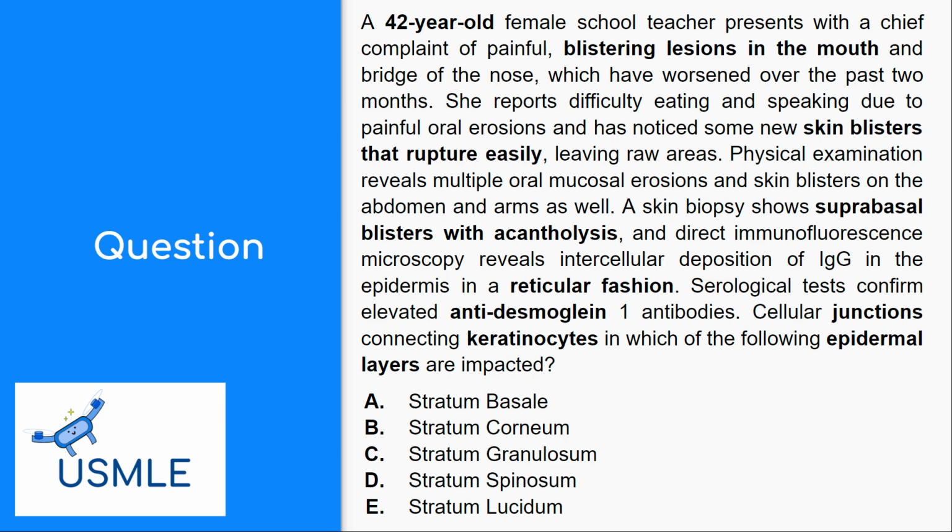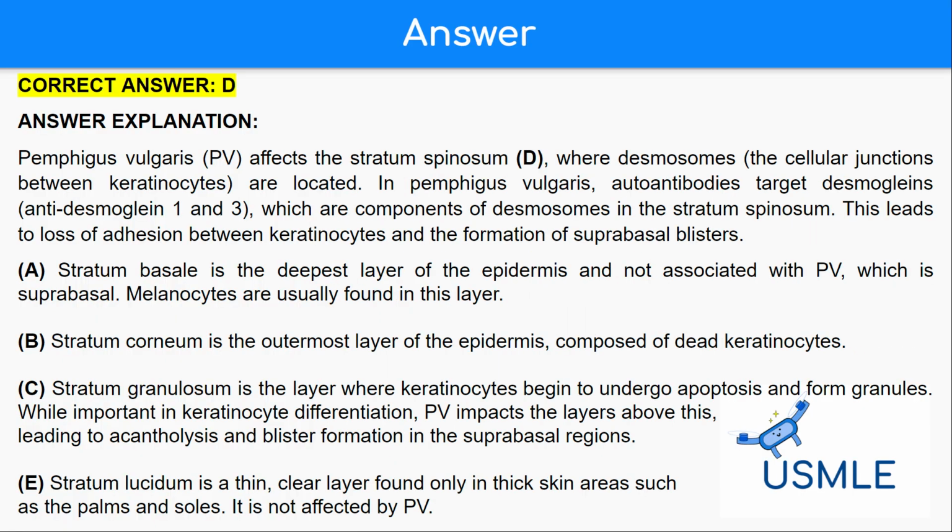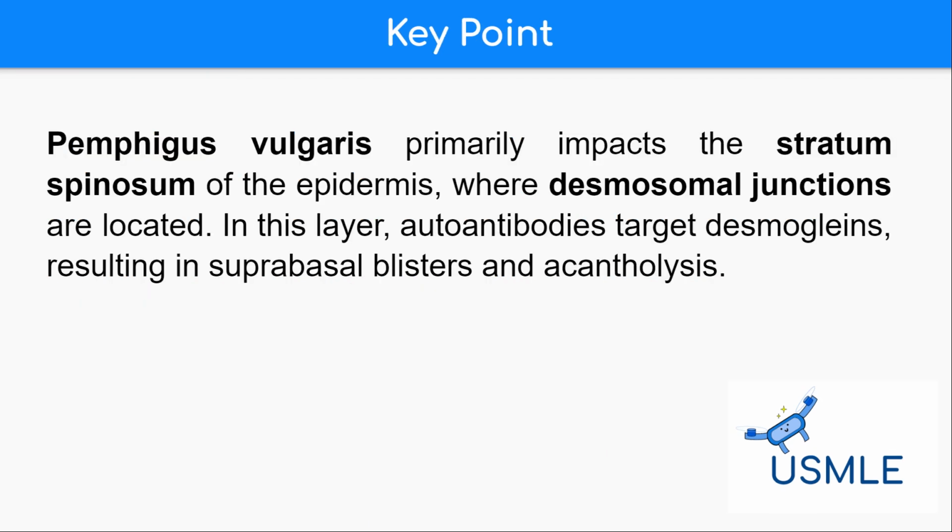Irrespective of the clinical condition, we know that anti-desmoglein 1 antibodies are produced against desmosomes. Desmosomes are characteristically found in the stratum spinosum between keratinocytes. Therefore, we can say safely that the answer is D, and this condition is called Pemphigus vulgaris. Feel free to go over the explanations. Here is the key point.